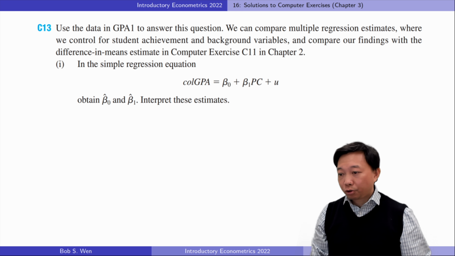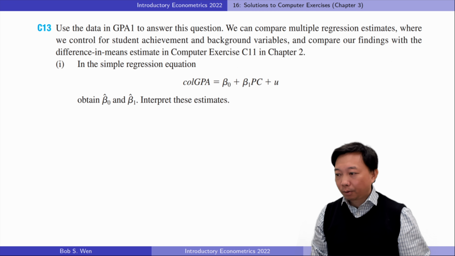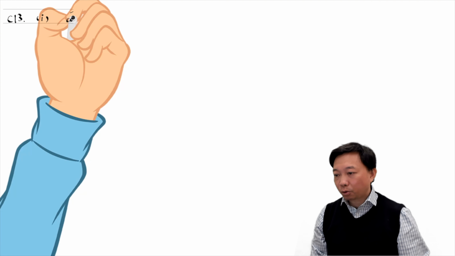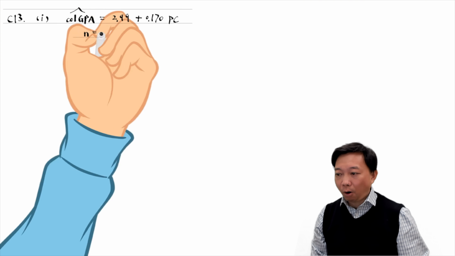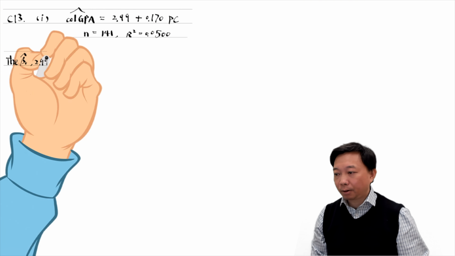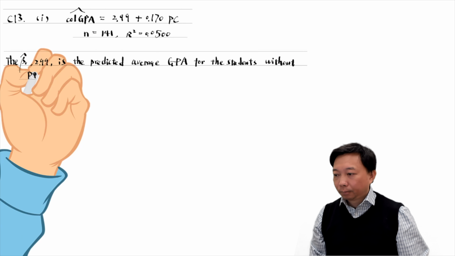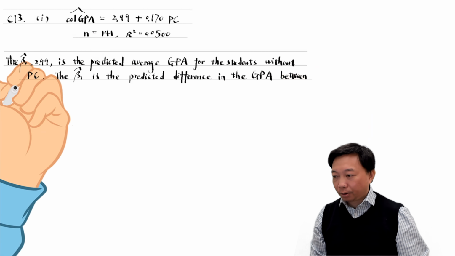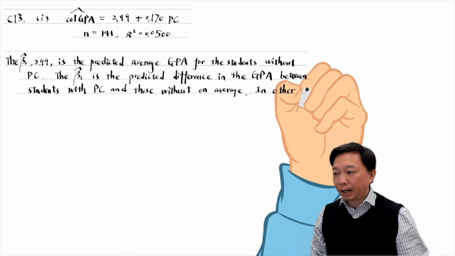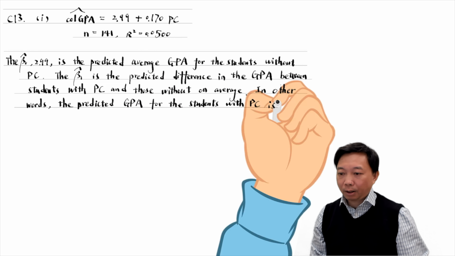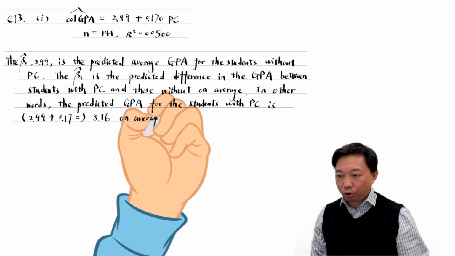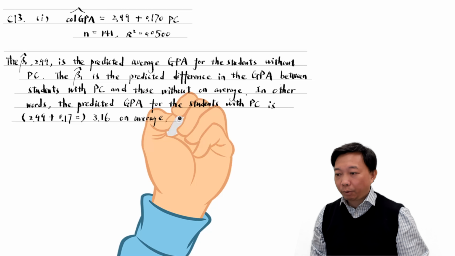Finally, we reach the last computer exercise. We will compare the estimates from simple regression and multiple regression. For the first question, we regress college GPA on PC. The intercept estimate 2.99 is the predicted average GPA for the students without PC.